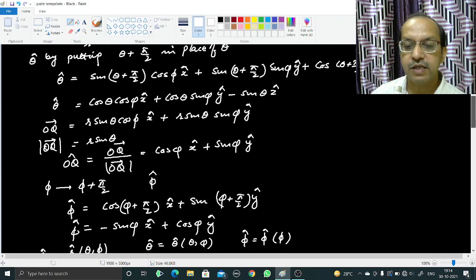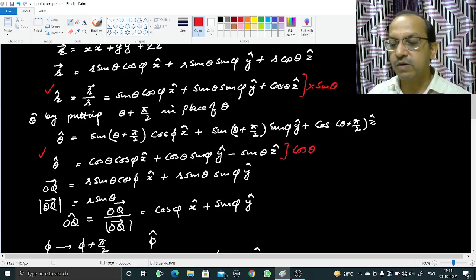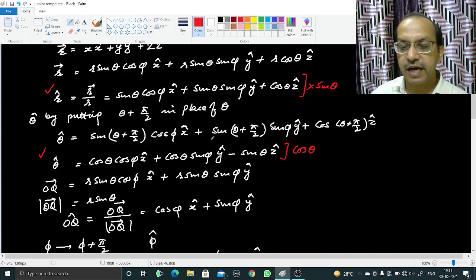So I will do another thing. I will take these two terms, r cap and theta cap, and I will eliminate this z cap from here. So what will I have to do? I have to multiply this with sin theta and this term with cos theta. So the term will be sin theta cos theta z cap, and it will be sin theta cos theta z cap. If I add these two equations, it will be cancelled.